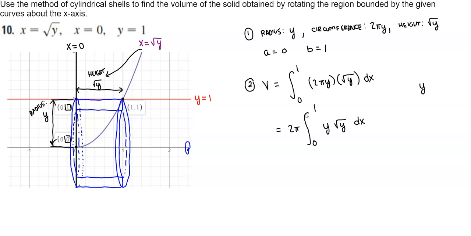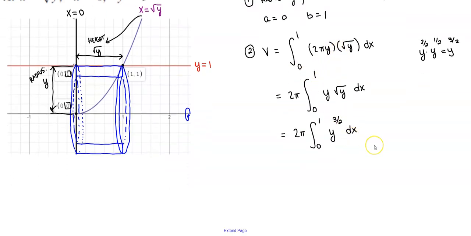Now keep in mind that the square root of y is y to the 1/2, and that y is y to the 2/2. So when we multiply with the same base, we add those exponents, so we get y to the 3/2. So we get 2 pi times the integral from 0 to 1 of y to the 3/2 dy. Okay, and so now what we need to do is find the antiderivative.